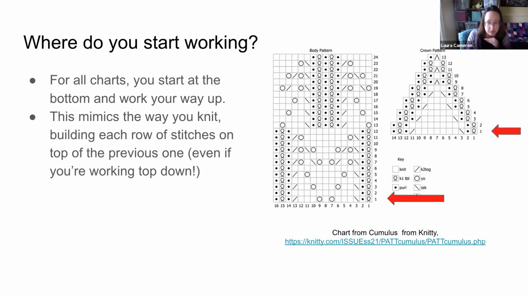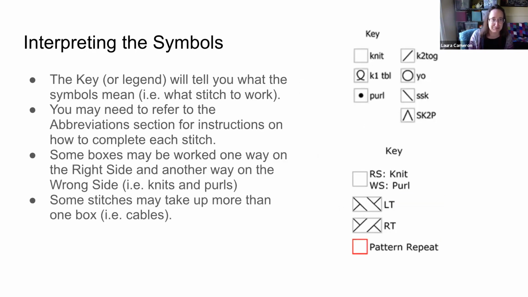So in every chart you'll see, you're going to start in the bottom right-hand corner and you're going to work your way up. So this is 24 rows in the main body of the hat pattern, and you would start at 1 and work all the way through 24. And we'll talk a little bit about the crown piece next to it in just a minute.